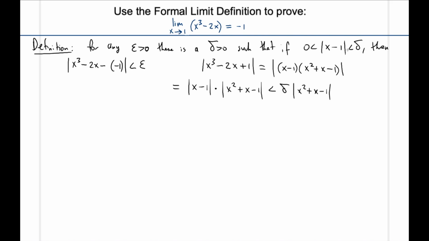And again, if you multiply these two sides by this quadratic polynomial absolute value, the right side should look like this. So we can set this now to be less than the epsilon. We can basically express that the delta is less than the epsilon over this absolute value, right? So x squared plus x minus 1.